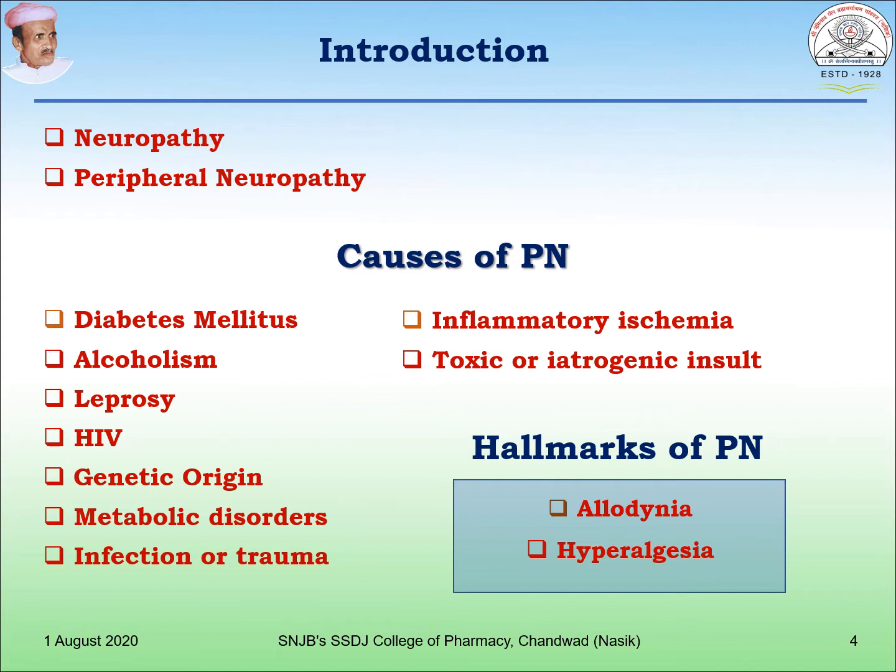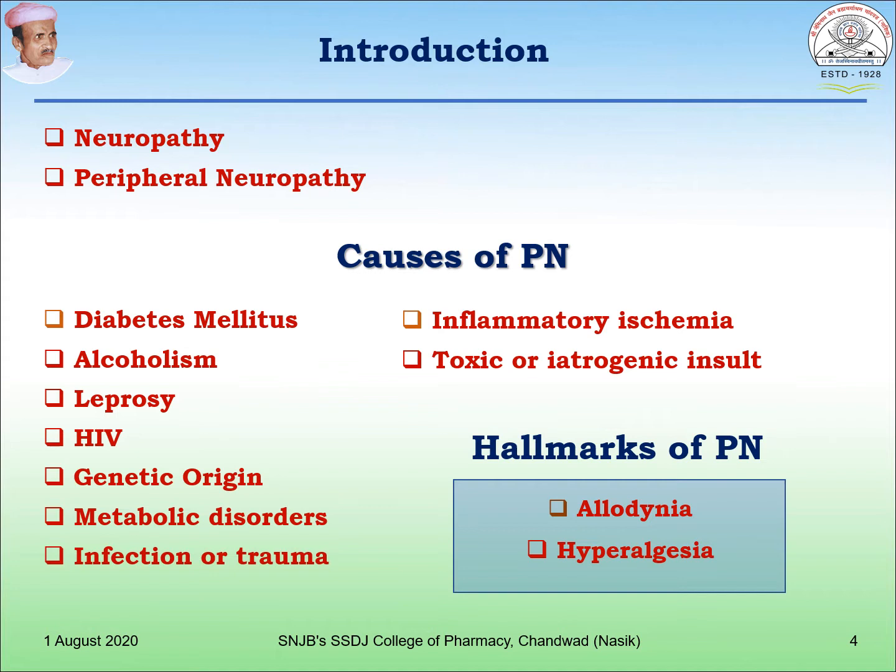What is neuropathy? Neuropathy is defined as the damage or dysfunction of one or more nerves that typically results in numbness, tingling, muscle weakness and pain in the affected area. Whereas peripheral neuropathy is a derangement in structure and function of peripheral motor, sensory and autonomic neurons. There are several causes which produce peripheral neuropathy.